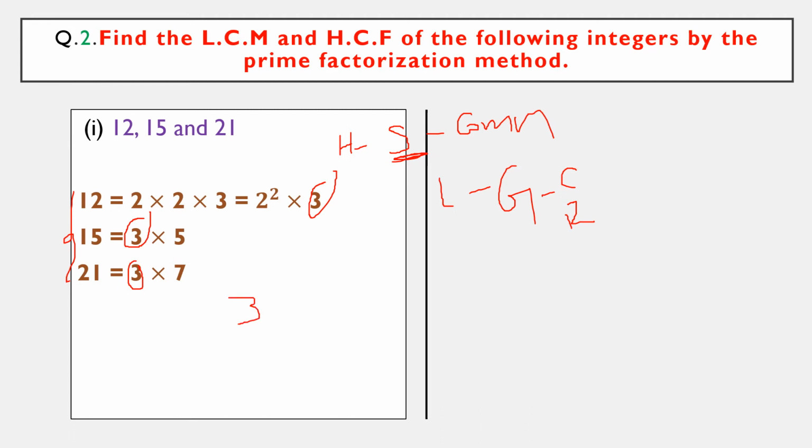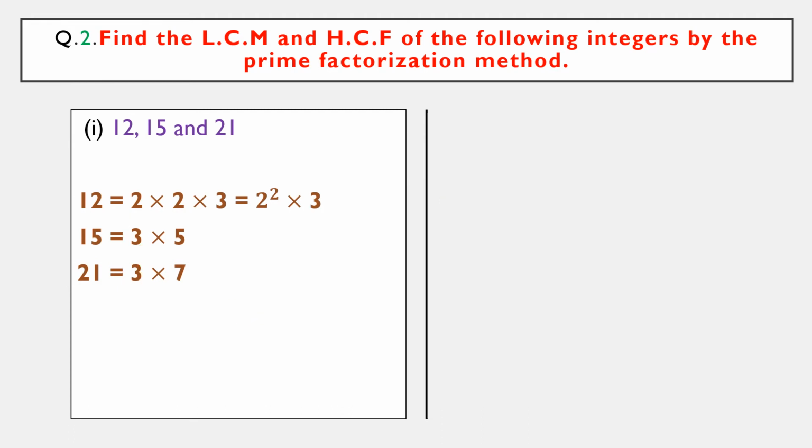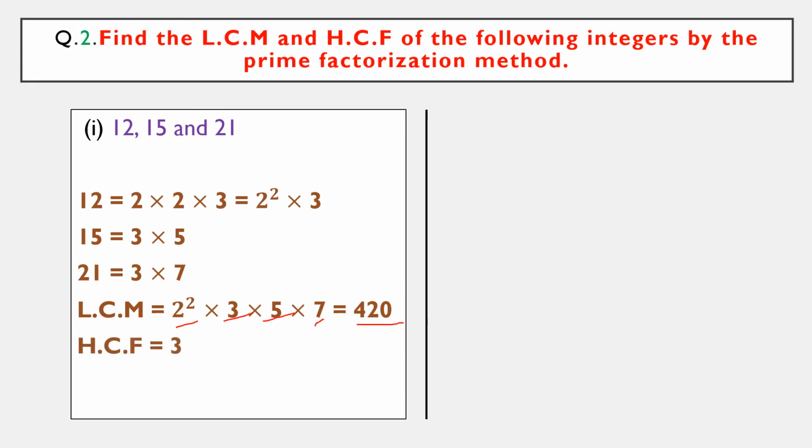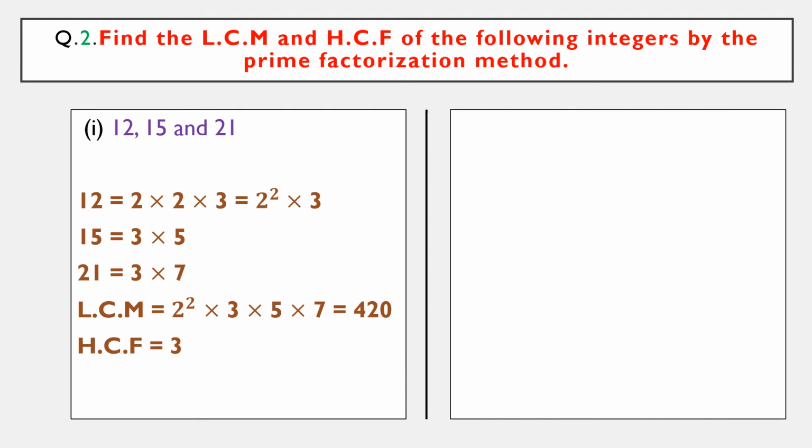Whereas for LCM, you'll take the highest power from the common things. Already 3 is the highest power, 3 power 1 only. So 3 into 2 square into 5 into 7. Okay, so LCM is 2 square into 3 into 5 into 7. If you do the product, you'll get 420, whereas HCF is 3. Understood, children? Now we'll go with the next problem, that is 17, 23 and 29.